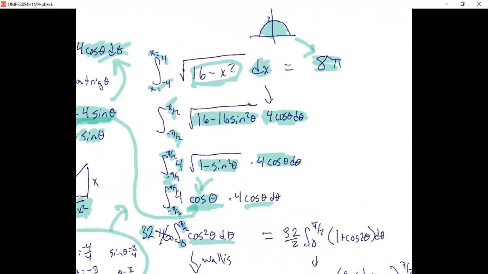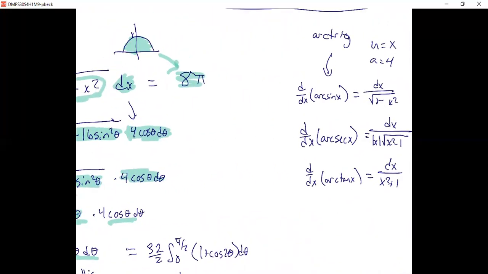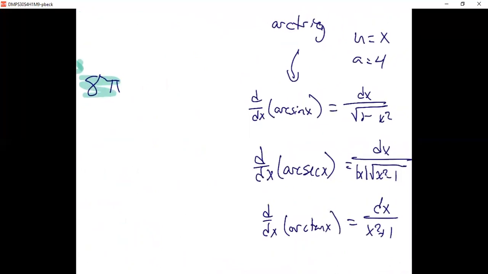To build the proper triangle, I'm going to encourage you to look at your inverse trig. If you remember, the derivative of arcsine was dx over the square root of 1 minus x squared, the derivative of arcsecant was going to be important, and the derivative of arctangent was dx over x squared plus 1. We could use this as a guiding force. If we have the square root of a squared minus x squared, that tells me we should be using arcsine, and we can build the proper triangle.